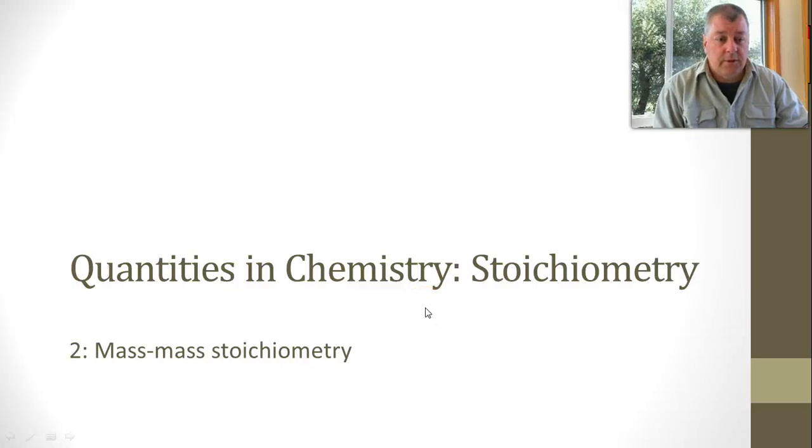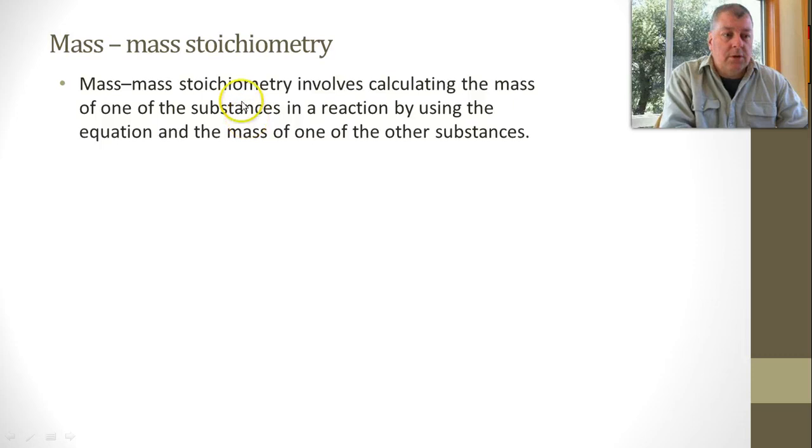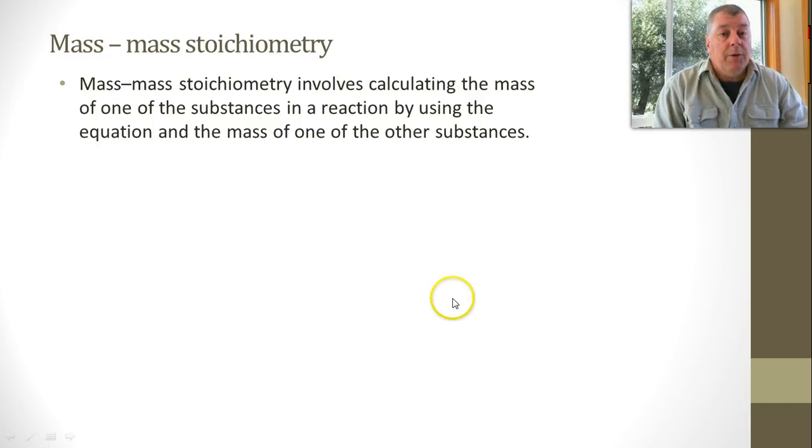Hello, welcome to the next video in stoichiometry, and in this video we're going to do what's called mass stoichiometry. In mass stoichiometry, we are calculating the mass of one of the substances in the reaction by using the equation and the mass of one of the other substances. So basically we're given the equation and the mass of one of the substances in the equation, and we need to be able to calculate the mass of any of the other substances in that equation.